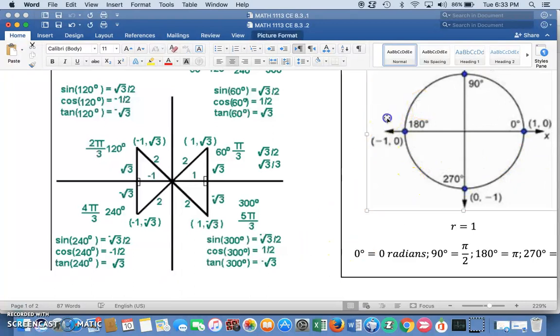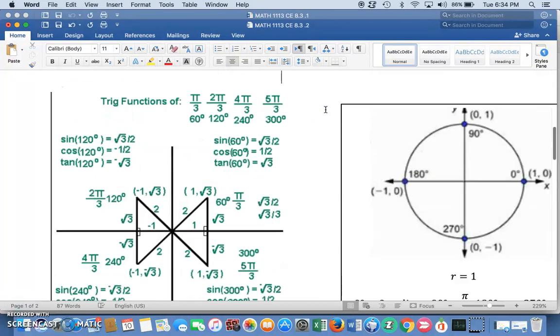With that, you've got your coordinates of the various points. At 0, it's 1 for x, 0 for y, radius 1. At 90, 0 for x, 1 for y, radius 1. At 180, negative 1 for x, y is 0, and the radius is 1. At 270, it would be 0 for x, negative 1 for y, the radius would be 1.